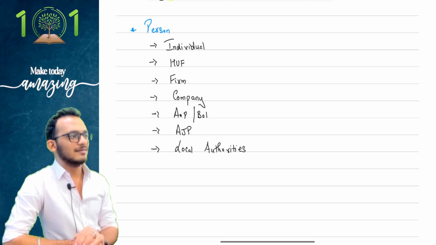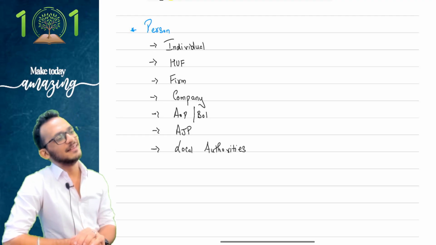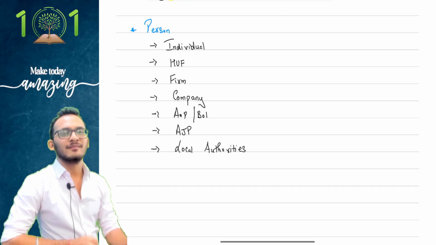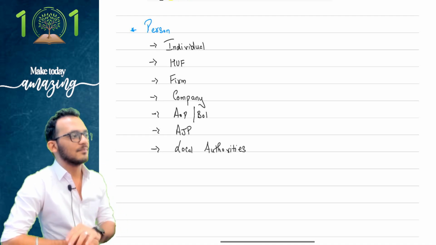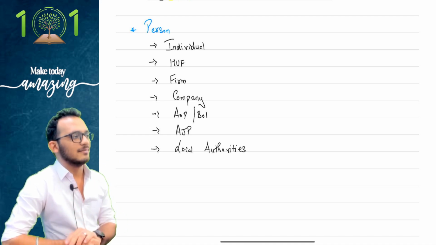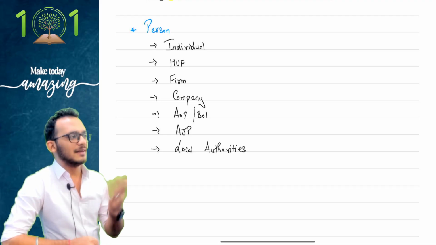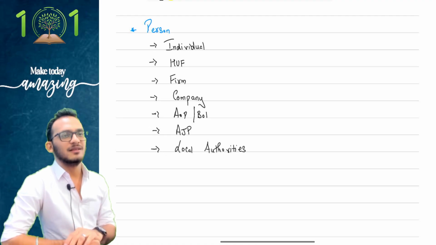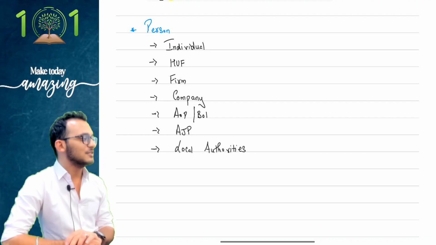Whose income is it? The child's income, and the mother will pay tax. How? On behalf of the child, she is acting as agent.